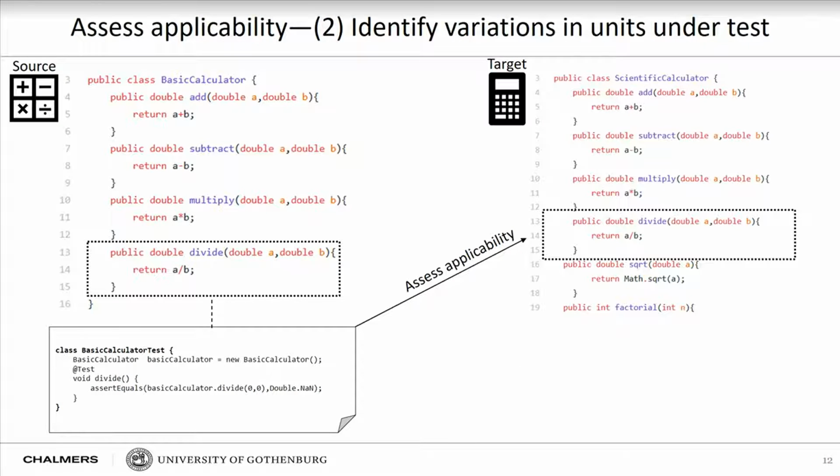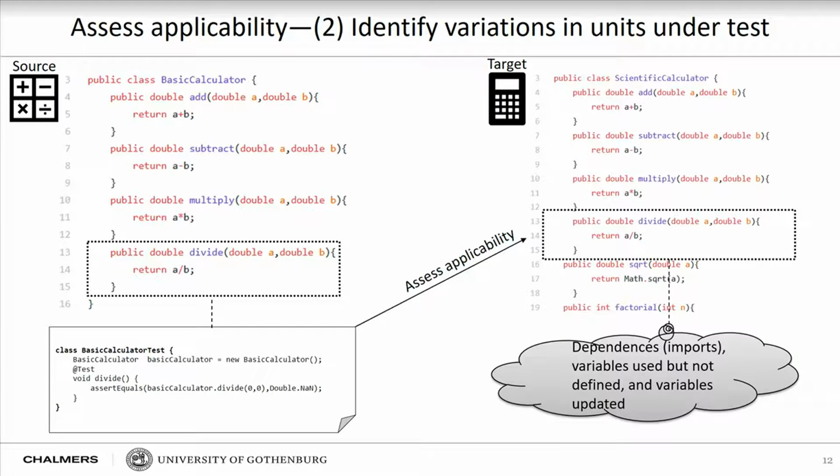The second part to assessing applicability is to identify the variations in the unit under test. So the units under test here, meaning the divide method of the basic calculator class, could also have changed in different ways. And we want to check whether there are any variations, for example, in the methods, or in the variables that are used within the method, or the variables that are affected by the method. We also want to check if there are any variations in the dependencies. For instance, the scientific calculator might be using an updated version of a math library, whereas the basic calculator might be using something outdated, and that might make the test fail. So we check for such variations.